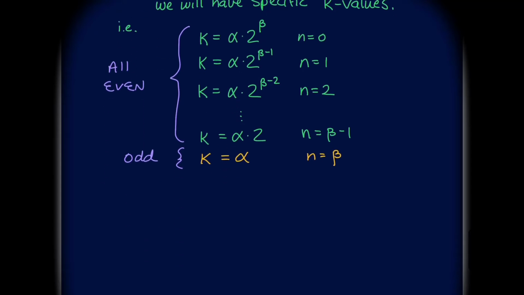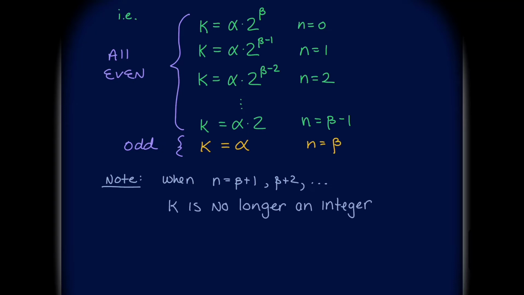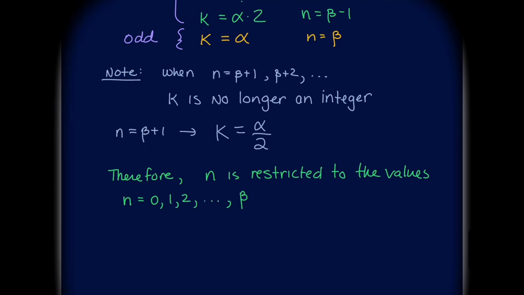So now let's put this together. We have all these even k values and one odd k value. So note, again, when n is equal to beta plus 1, beta plus 2, etc., when we go larger than beta, then we get a k value that is no longer an integer. So for beta plus 1, we get a k value of alpha over 2, which is not an integer. So therefore, n is then restricted to the values n equals 0, 1, 2, all the way up to beta. That is, in order to keep k an integer value.